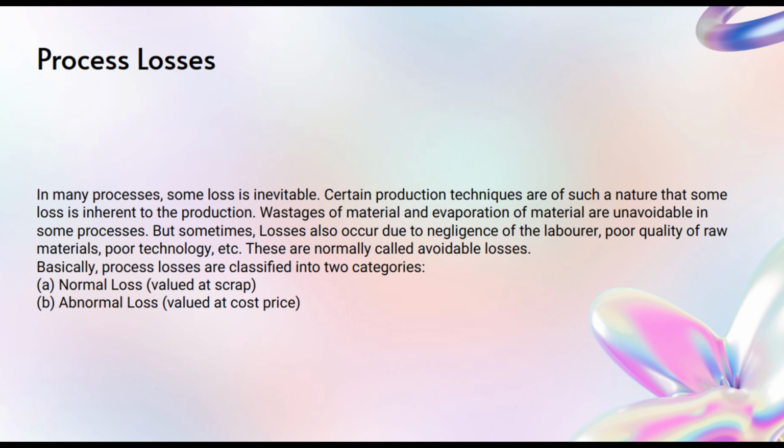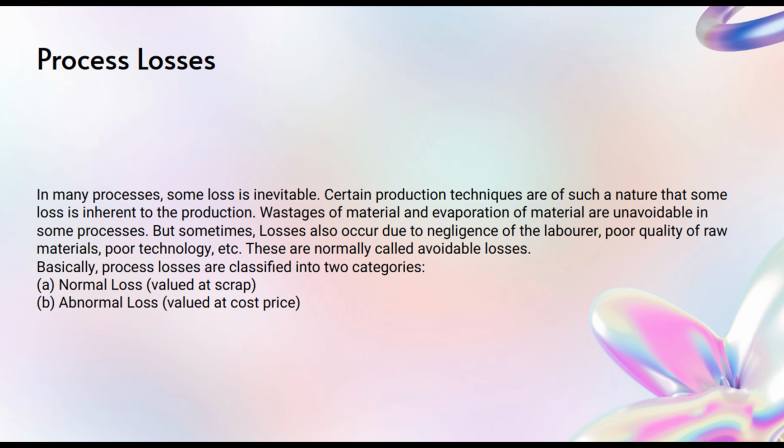Okay, so process losses. In many processes, some losses are inevitable. Certain production techniques are of such a nature that some loss is inherent to the production. That is to say, some losses are parts of the production process. Wastages of material and evaporation of material are unavoidable in some processes. But sometimes, losses also occur due to negligence of the laborer, poor quality of raw materials, poor technology, etc. These are normally called avoidable losses.